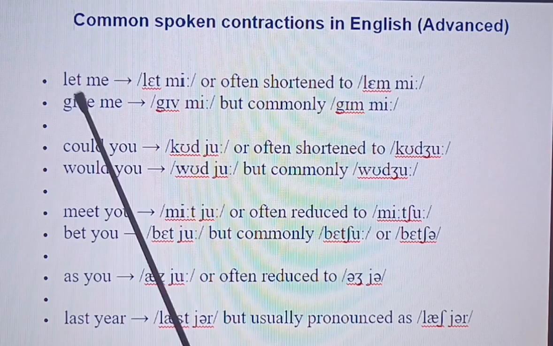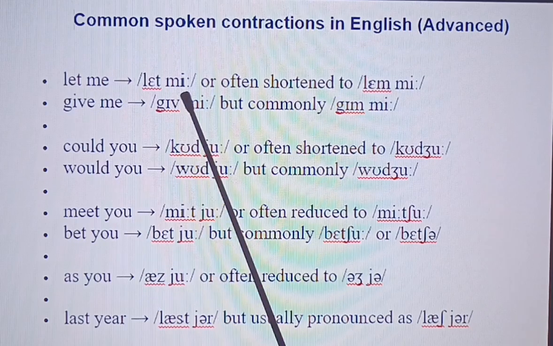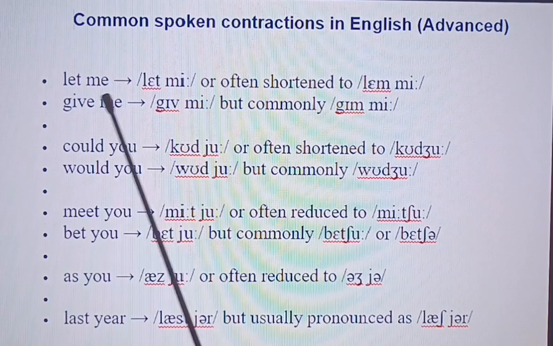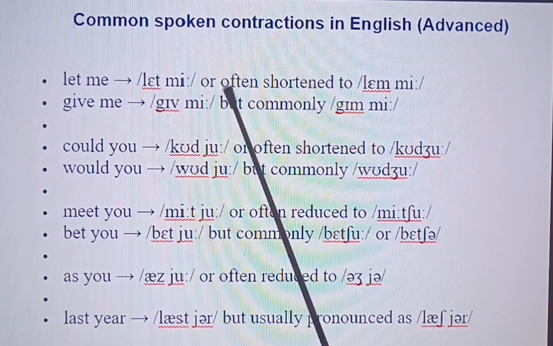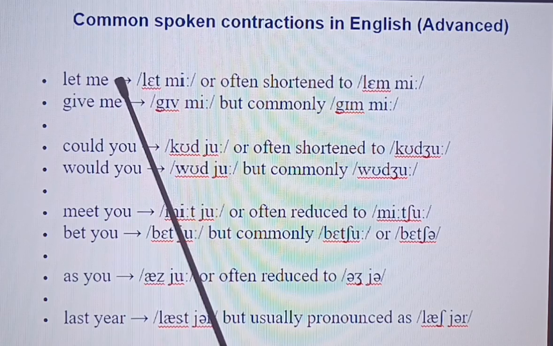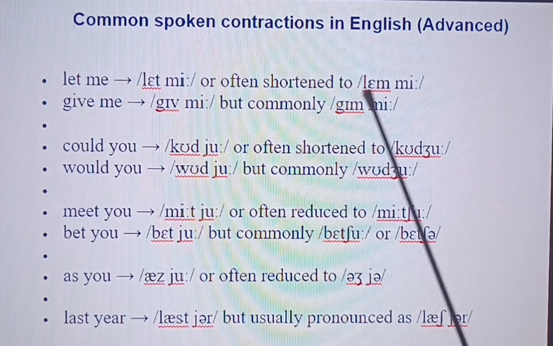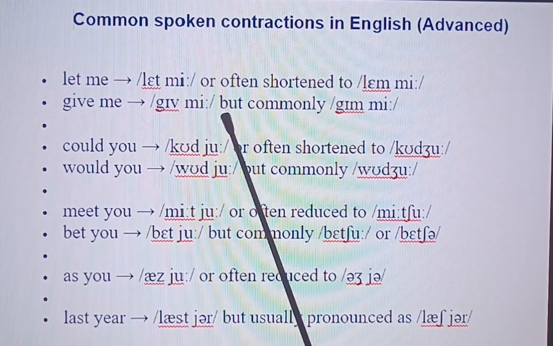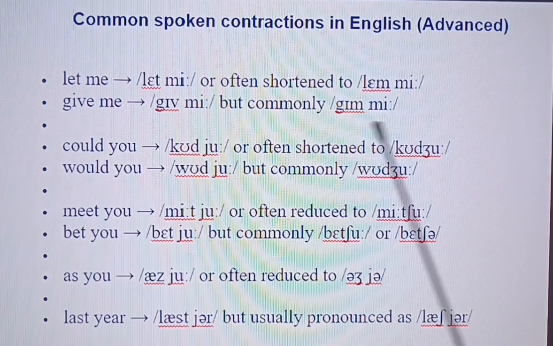Like, for example, let me. Normally in rapid speech, this is shortened to 'lemme', like 'lemme know'. 'Lemme try', right? So they don't pronounce it as 'let me', which is basically separate. These two words are not separately pronounced. They are often shortened to 'lemme'. Just like give me: we commonly pronounce it 'gimme', right?